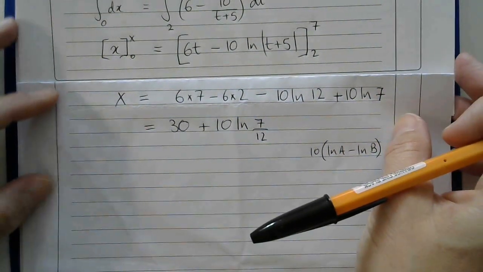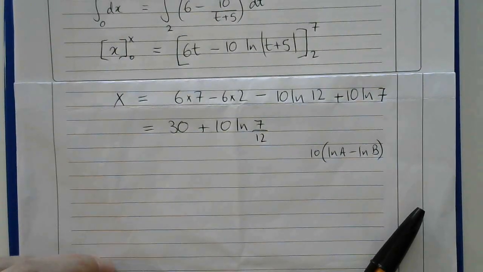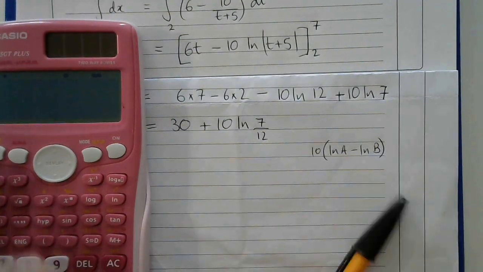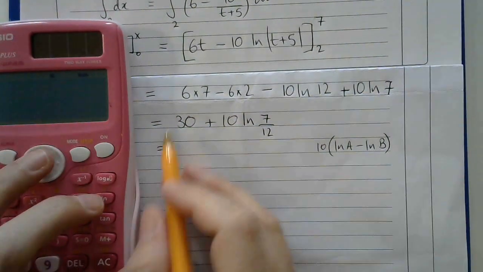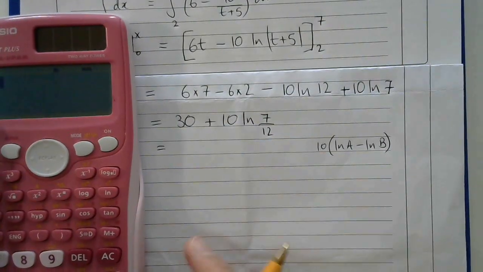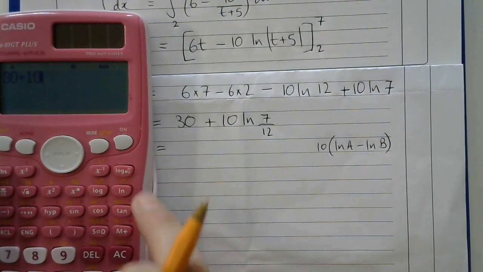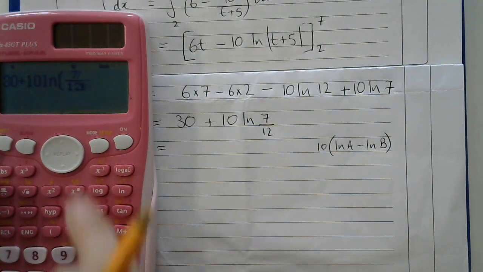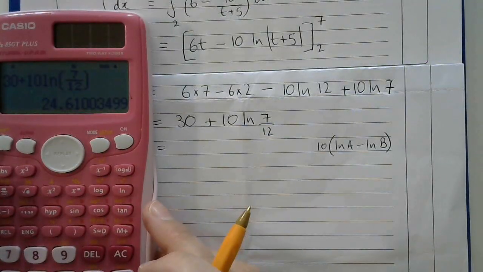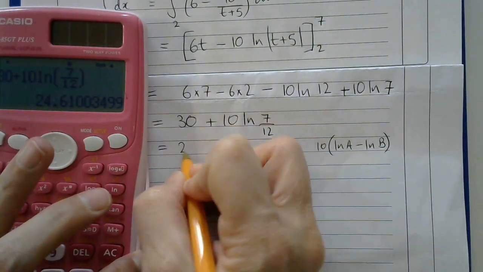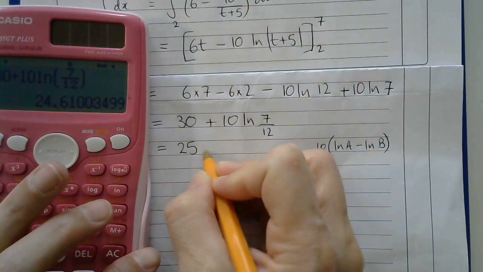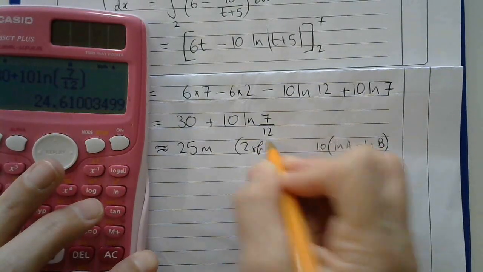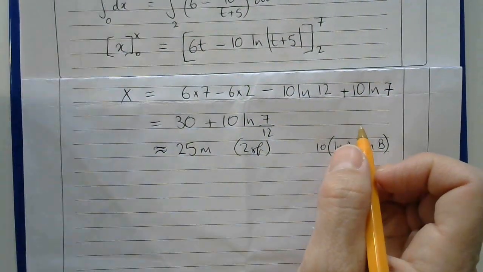Now it said find the distance, so I could leave it like that, or it might be nice for the examiner if I pop that into my calculator to help them out so that they can get a distance in meters. So if I type in 30 plus 10 natural log of 7/12, whoops, then I get that this is 24.6, or I could round that to 25 meters, to two significant figures, and that is worth 4 marks.